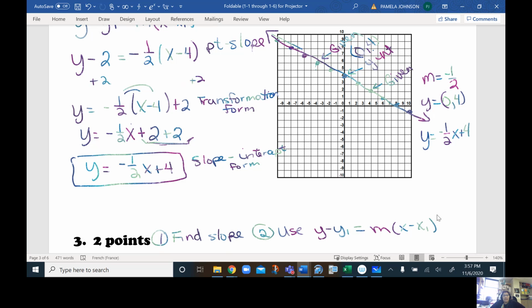You will have a Delta math assignment for this, and so it should be something fairly quick for you guys. Again, it'll be more like what we did the other day, where it'll give you 2 points, and then you have to go through and find your slope and then write your equation using point slope form.